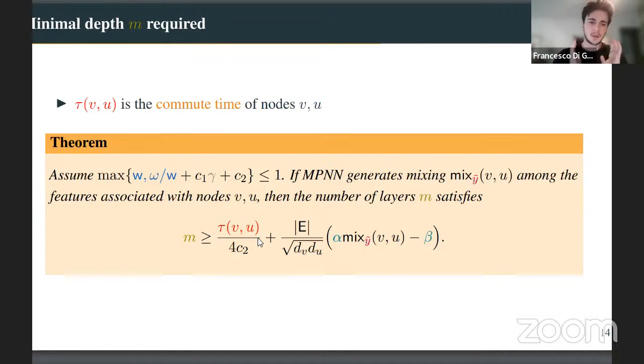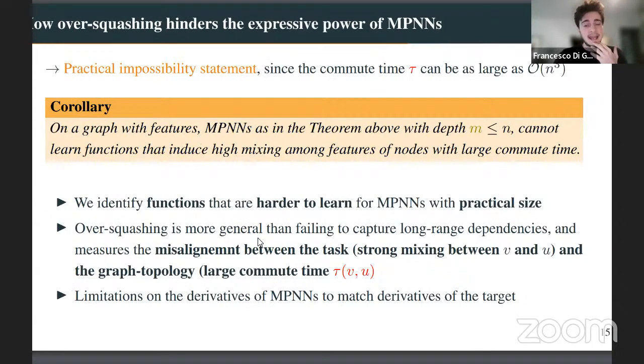So what this theorem is saying is basically the following. If you want to solve a task, and the task has strong mixing between two nodes V and U, but these two nodes have large commute time, then the number of layers has to be very large in order to generate such mixing, and in fact has to grow somewhat linearly with the commute time. But why this is now a bad result is because the commute time can be as large as, for example, the number of nodes to the power 3 for certain topologies.